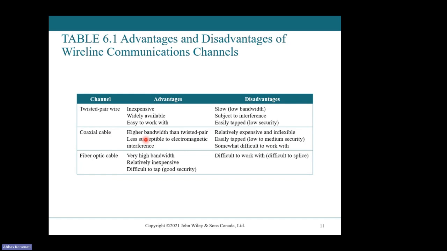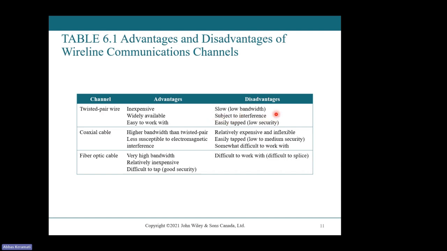Coaxial cable is also high bandwidth. Its speed is more than twisted pair wire, though not more than fiber optics. It's higher than twisted pair wire, and less susceptible to electromagnetic interference. Its security is better than twisted pair wire, while fiber optics security is even better than coaxial cable.